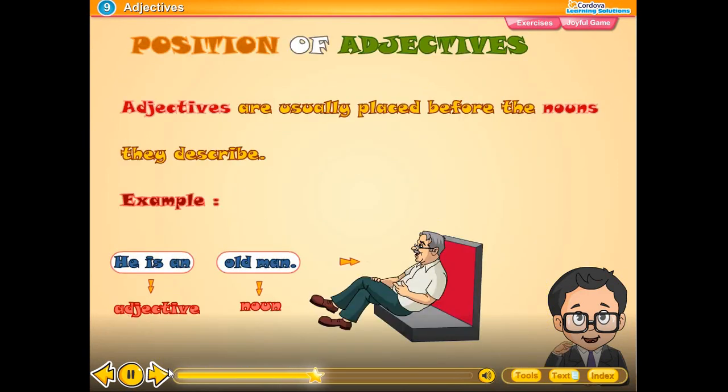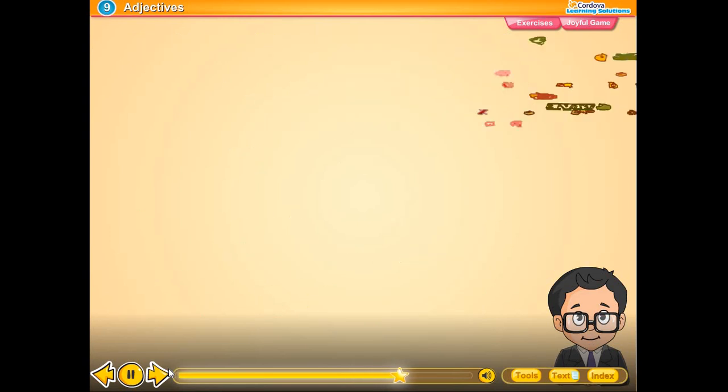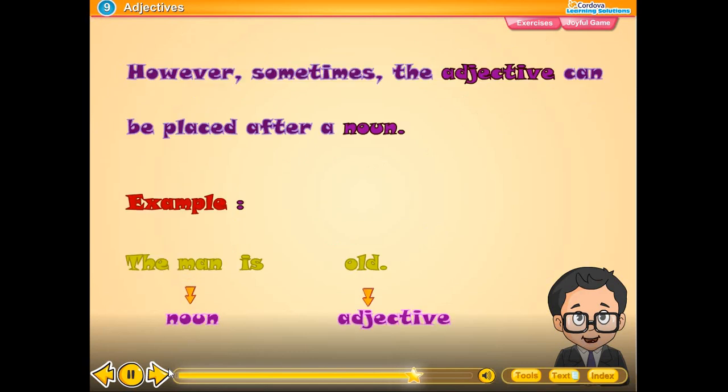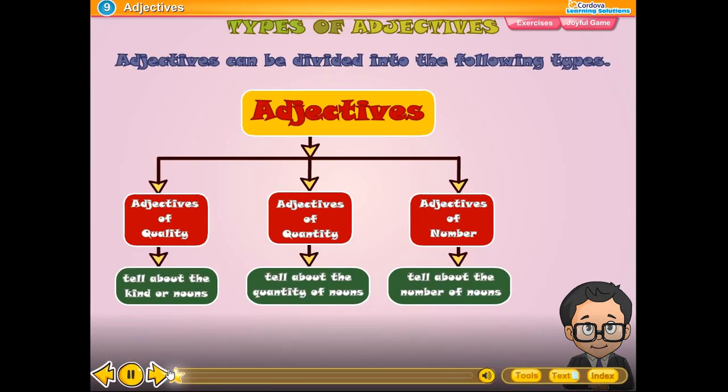Position of adjectives. Adjectives are usually placed before the nouns they describe. Example, he is an old man. Adjective, noun. However, sometimes the adjective can be placed after a noun. Example, the man is old. Noun, adjective.